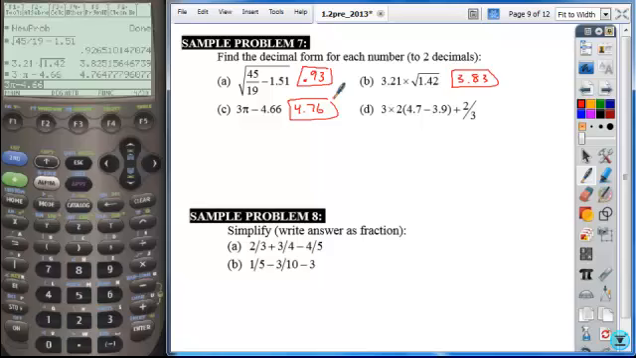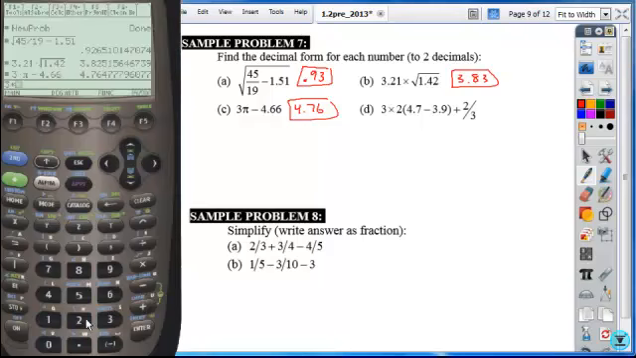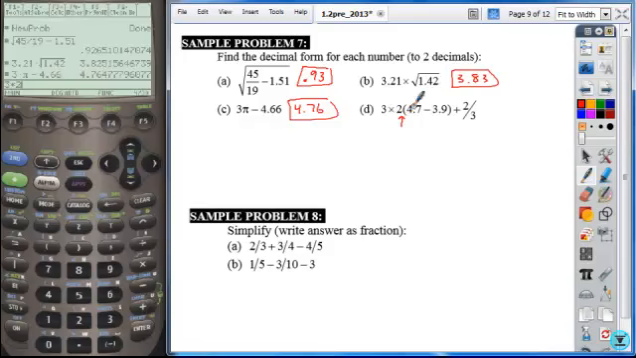And then D, the same thing. You just enter exactly how it appears. So 3 times the quantity 2. Now, in this particular case, when you see something like this, this is called implied multiplication. And your calculator doesn't always identify that. Now, it does if you begin with a number.